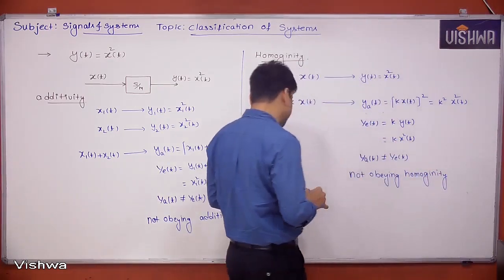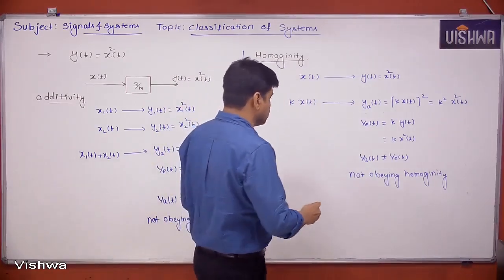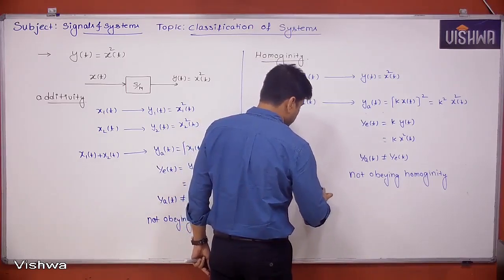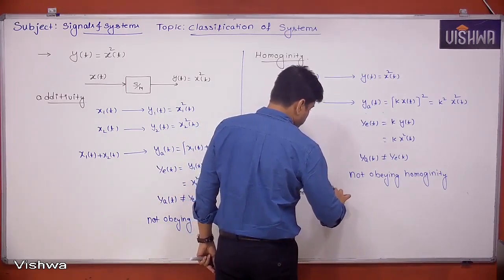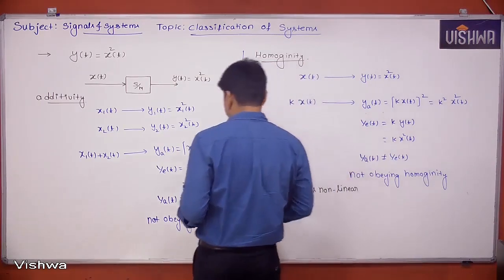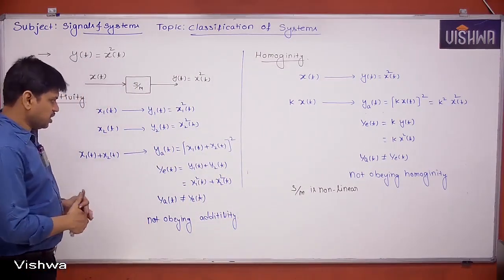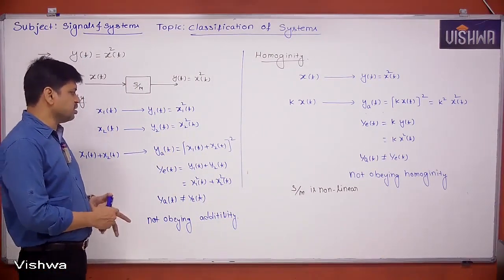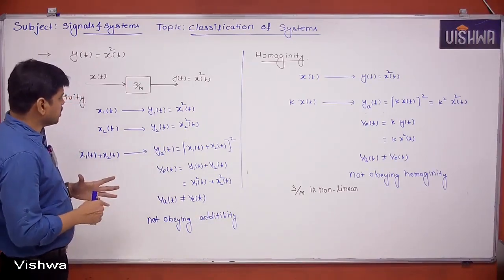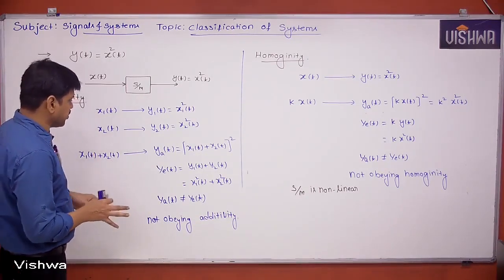So I can decide, if it is not obeying both homogeneity and additivity principles, the system is non-linear. This is the way we can say whether the system is non-linear or not. But in general, we don't do this much exhaustive process. Let's see a simple way to check additivity and homogeneity, whether they are satisfied or not.